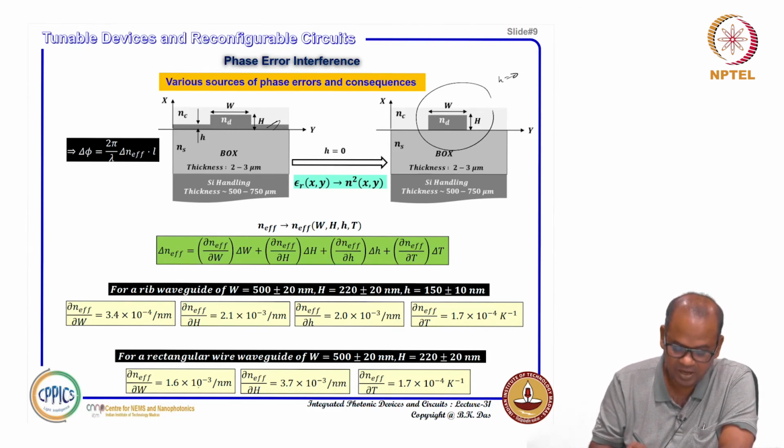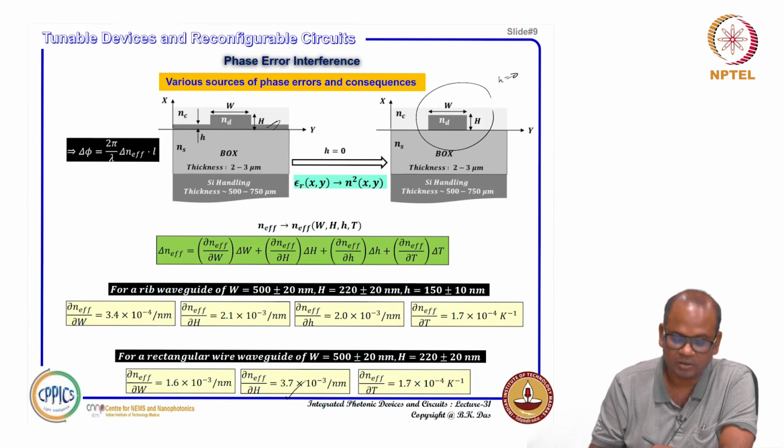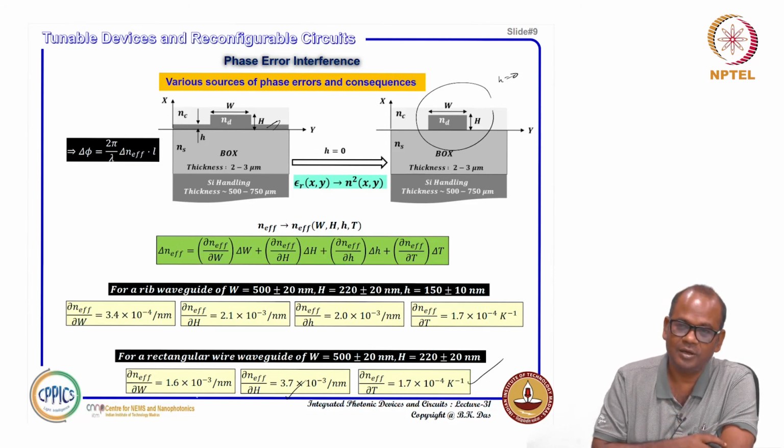And height variation won't change much, so maybe 1.5 times or so compared to the waveguide structure, and for temperature variation it is almost the same, we can consider. So, that means your fabrication has to be really high tech, really nanotechnology required.